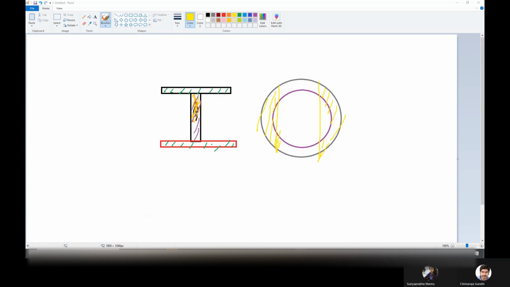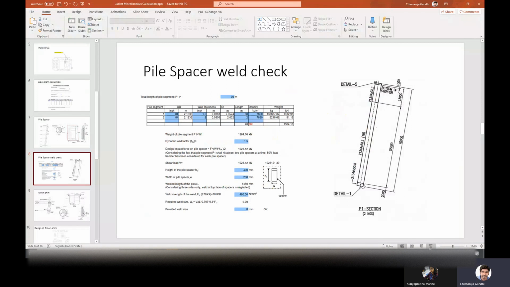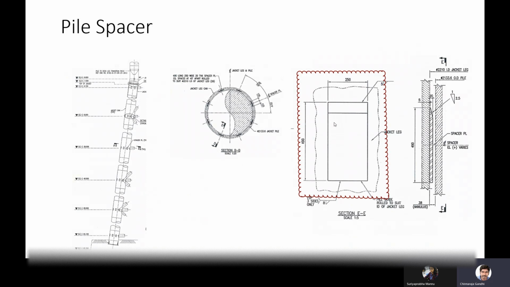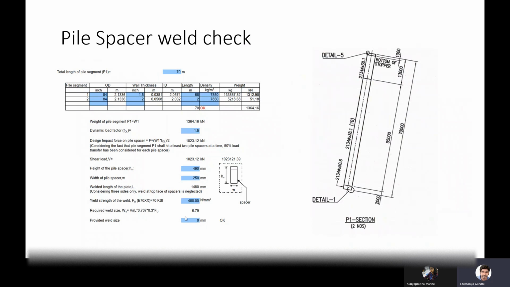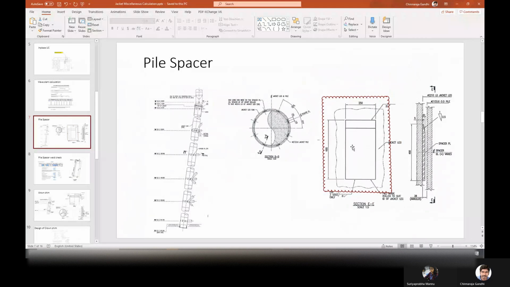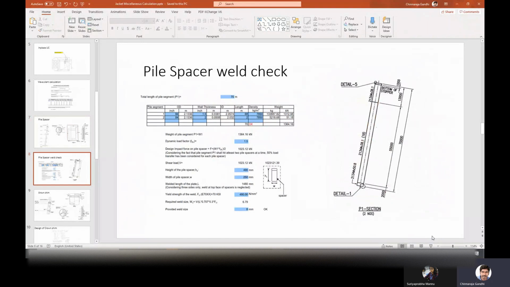Same like that, coming to the calculation over here, for shear area of the weld we are restricting to 0.3 only. We are not going up to 0.4. So 0.3 into Fu, where Fu is of the weld. If you calculate from this formula, the weld thickness required is 6.79 mm. But what is provided in the drawing is 8 mm. So hence this is okay, this is safe. So this is the pile spacer weld.